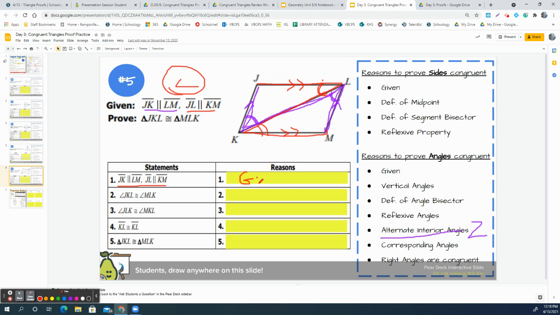Given, yes sir, given. And why can I say JKL, that was my purple angle. So JKL is congruent to MLK. JKL is congruent to MLK. Why can I do that? Is it given to me? What's my so what from parallel lines? I so want it to be given, but it's not.